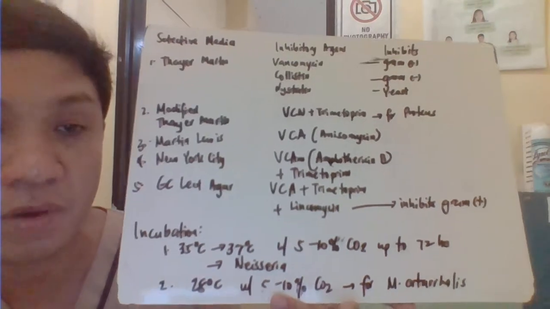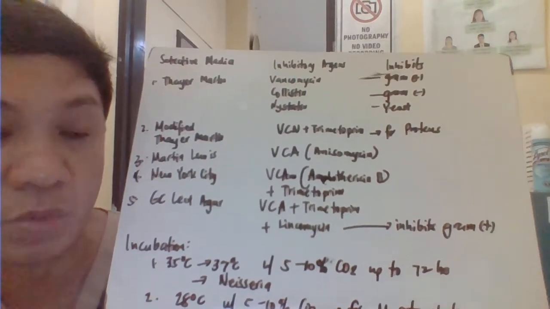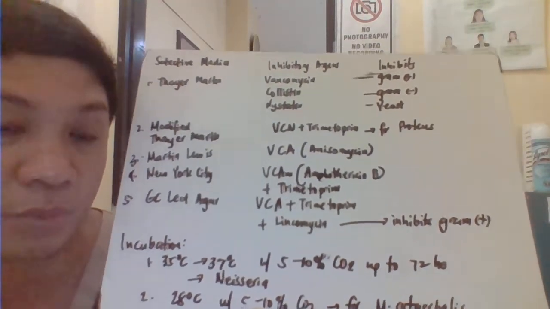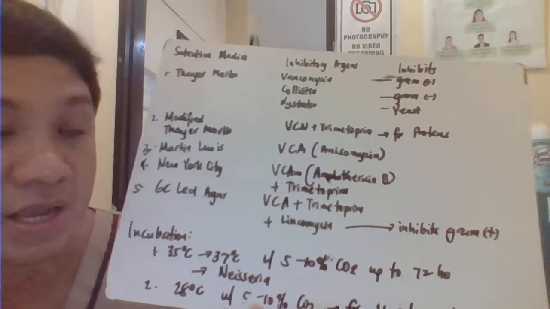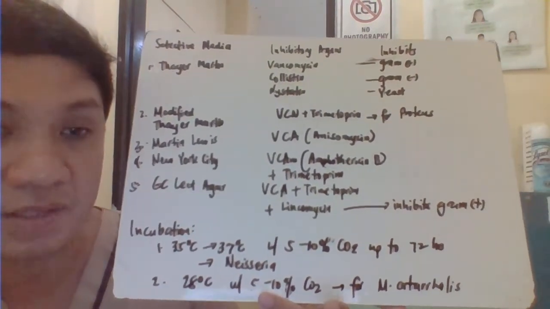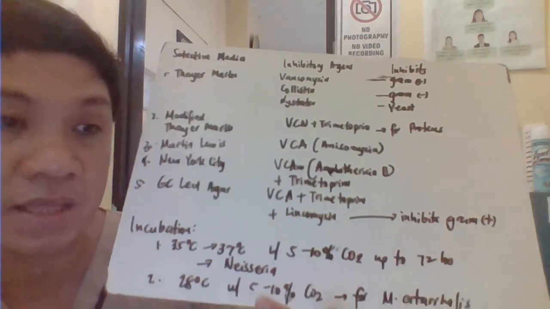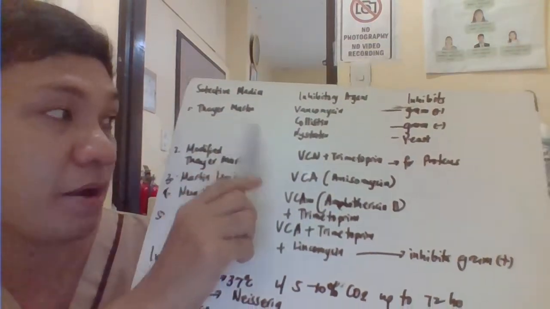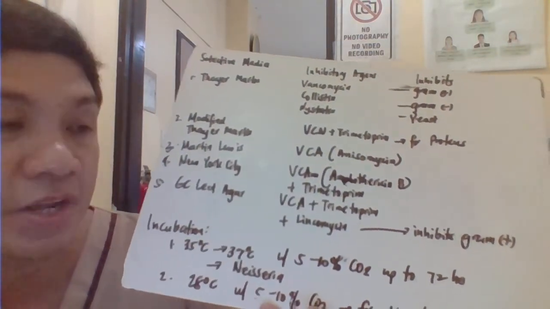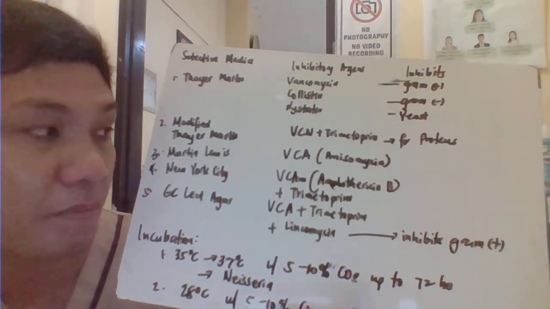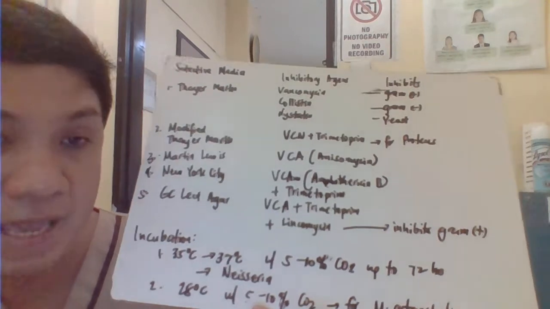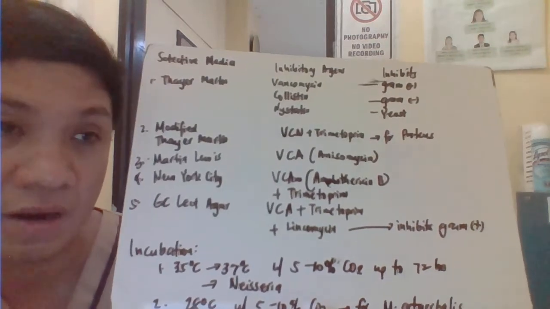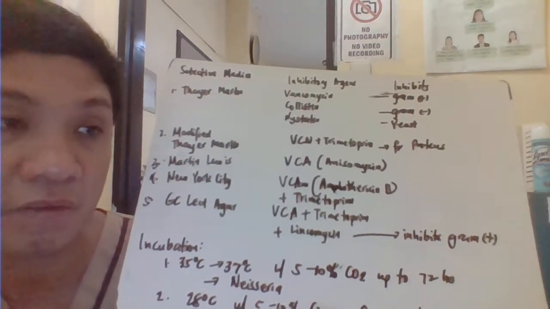Another one, you could also have your modified Thayer-Martin, where it's incorporated with trimethoprim that will further inhibit the growth of your Proteus. Then we also have your Martin-Lewis. That one has the VCA, made up of vancomycin, colistin, and anisomycin as a replacement for the nystatin in your Thayer-Martin. Then we also have your New York City agar, made up of vancomycin, colistin, and amphotericin as a replacement for the nystatin in your Thayer-Martin and anisomycin in your Martin-Lewis.